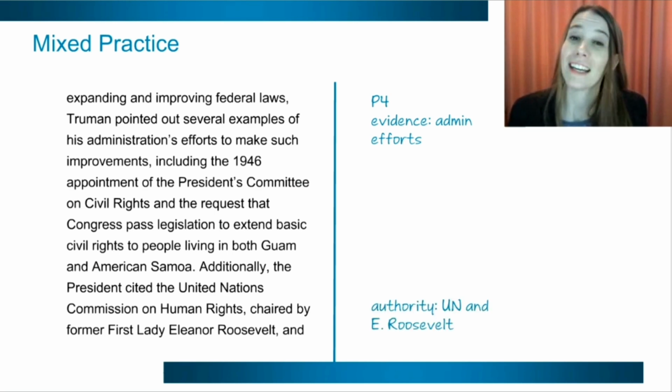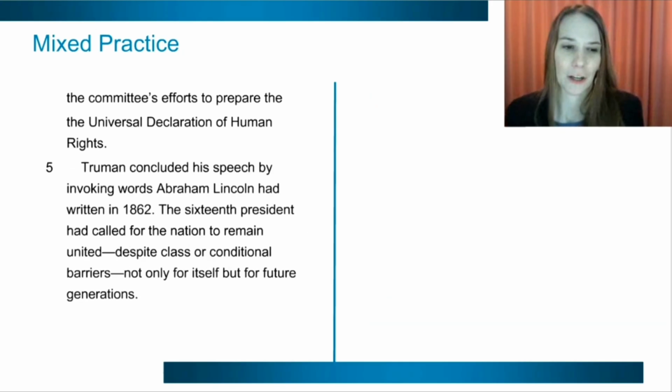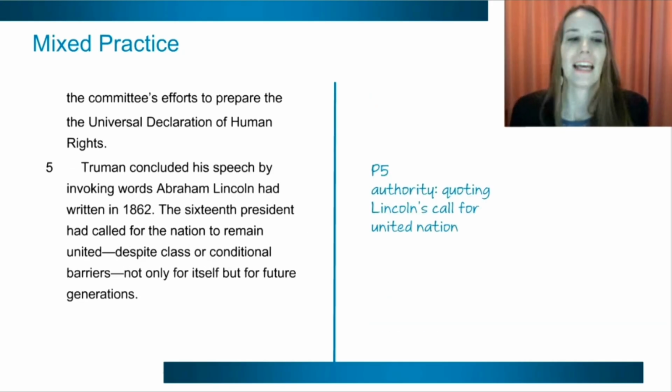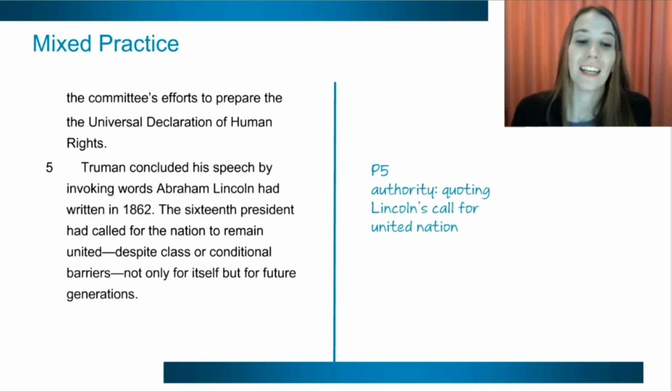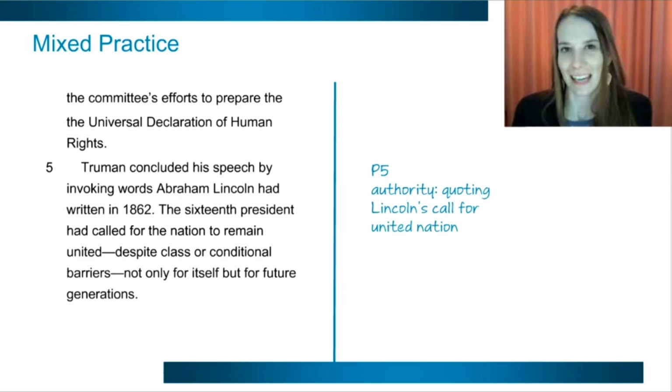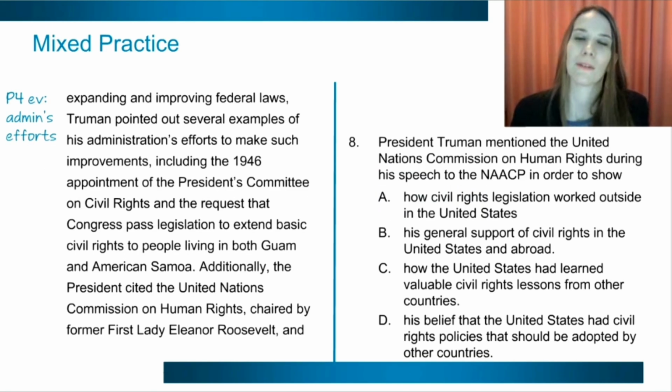And then we've got another piece of evidence here. This is that appeal to authority. Truman cites the United Nations. Truman also cites the First Lady, or former First Lady, here. Finally, Truman concludes the speech by quoting another authority figure, calling for a united nation. All right, so let's look at some of these questions that ask just about Truman's argument. Why does Truman mention the United Nations Commission on Human Rights? This is to show what?